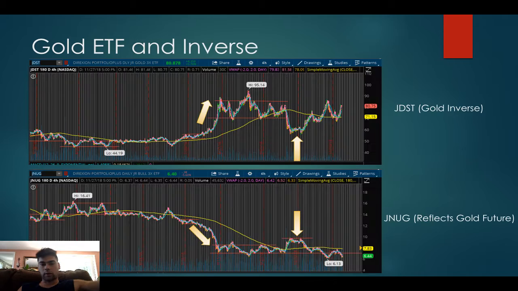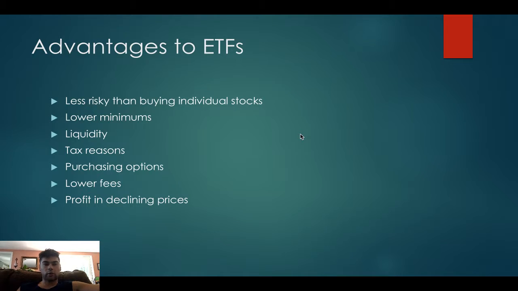So I'm going to show you what I'm talking about here. So here we have gold. On the bottom here, we have an ETF for gold called JNUG, J-N-U-G, and this reflects the price of gold. On the top here, we have JDST, which is the inverse to gold. So as gold goes down here, you can see the inverse ETF goes up. Vice versa, when the ETF for gold goes up, the inverse ETF for gold goes down. So that's all we're going to be doing on the PowerPoint.